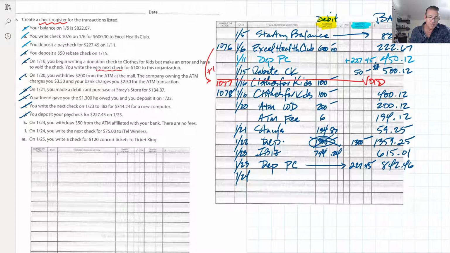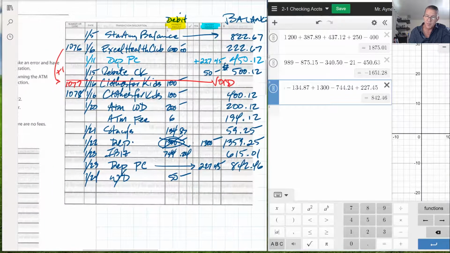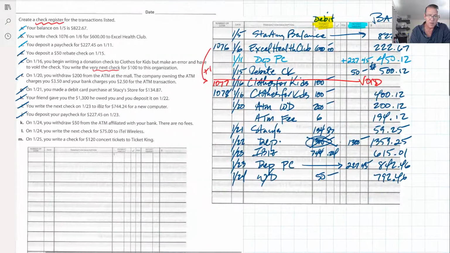All right, there's an ATM withdrawal. WD stands for withdrawal, and it's $50. So you're going to go down by $50. So let's subtract that from the total. Minus $50. Now you're at $792.46. Sorry about that. And then record that. Okay, now let's see what's going on in the problem here.